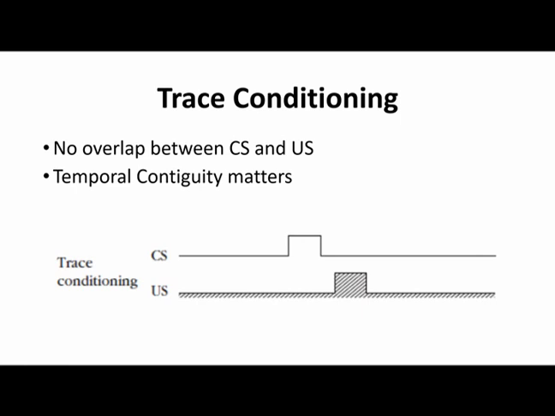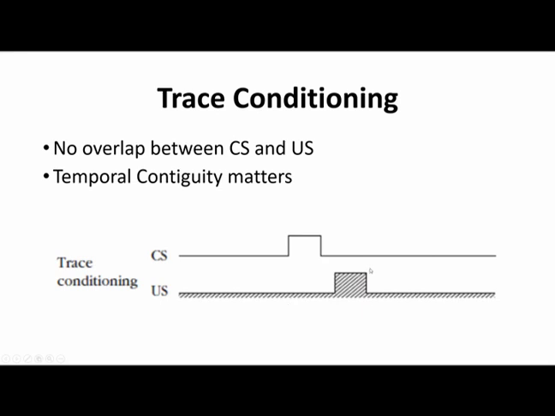Next is trace conditioning. In this situation, there is no overlap between our conditioned stimulus and our unconditioned stimulus. So we have our conditioned stimulus turns on, runs for a certain amount of time, and then turns off before our unconditioned stimulus turns on for the first time. So there's no overlap here. The conditioned stimulus is on and then it's off, and then our unconditioned stimulus is on and then it's off.